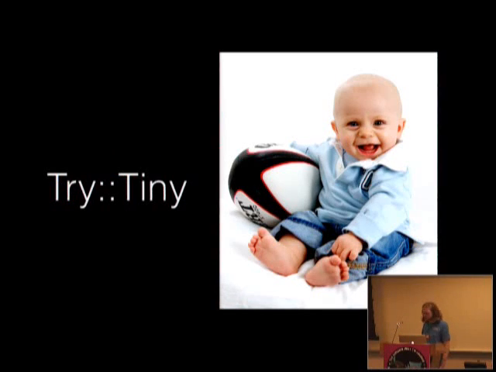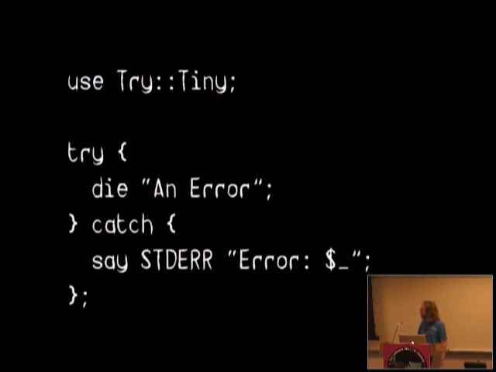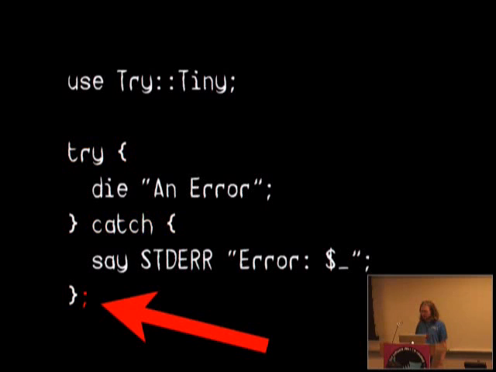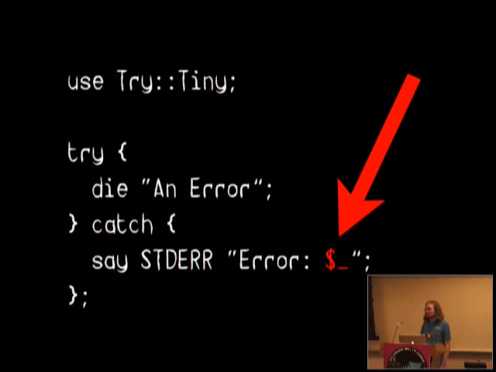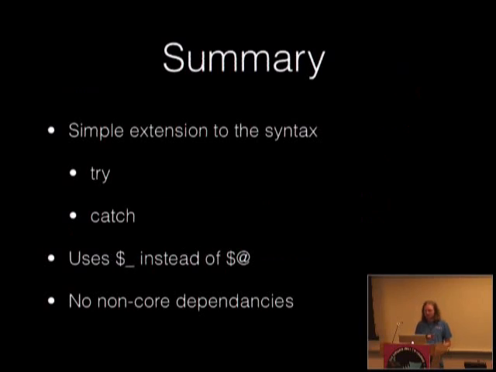Try::Tiny. Fairly modern module with much, much better syntax. The try block is called try. The catch block is called catch. Though you still have the semicolon. The error, instead of being shoved in $@, is simply shoved in $_. So it's a simple extension to the syntax, using $_ instead of $@.